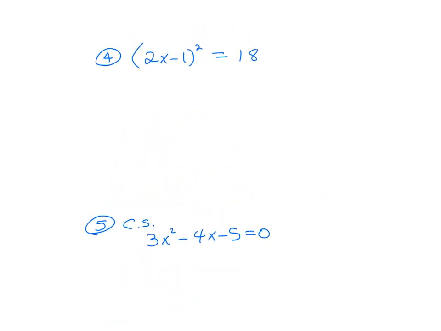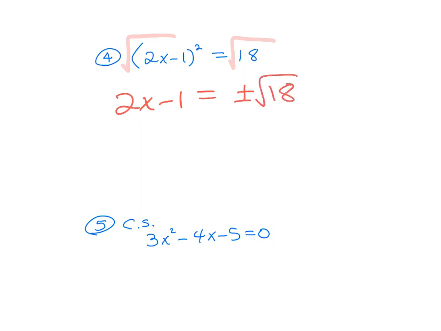All right, next one. Now, common mistake. Some of you are going to be tempted to FOIL this thing. Do not FOIL this thing. Just apply the square root method. If you FOIL it, it's going to get kind of messy. So all I'm doing is square rooting the left side, square rooting the right side. Square rooting that square causes the 2x minus 1 to fall out. I'm left with plus and minus the square root of 18.